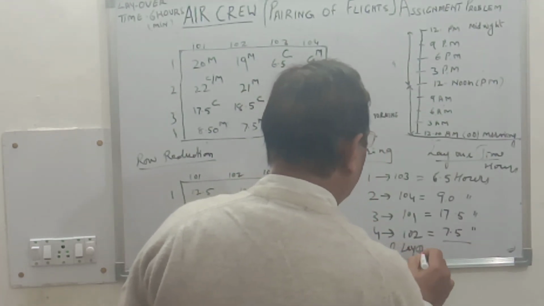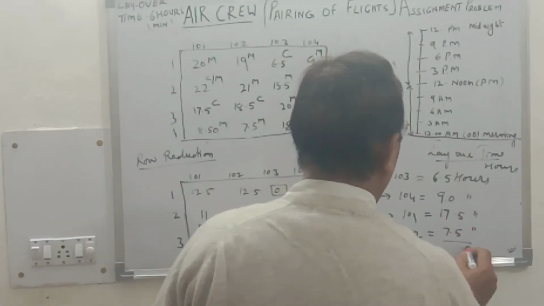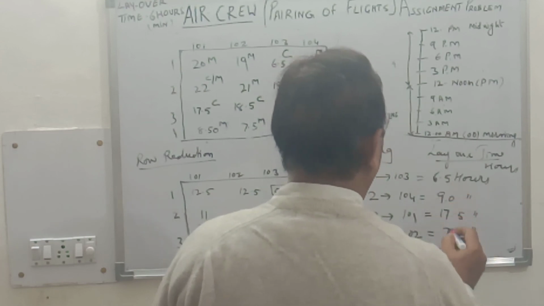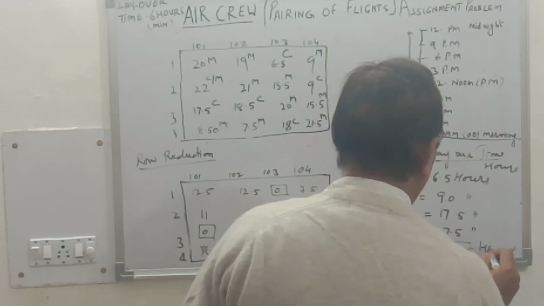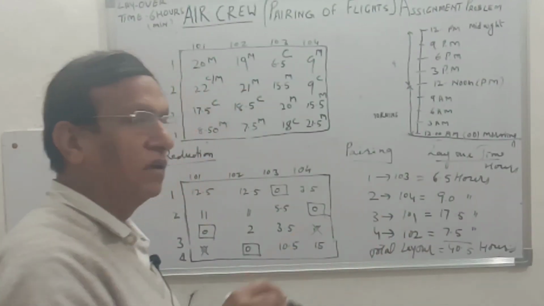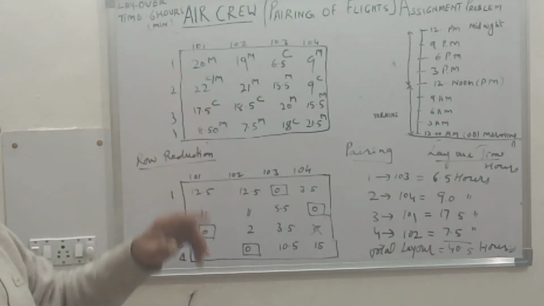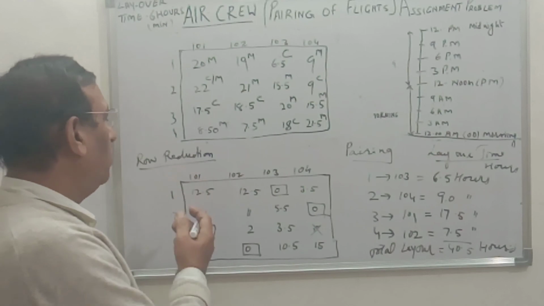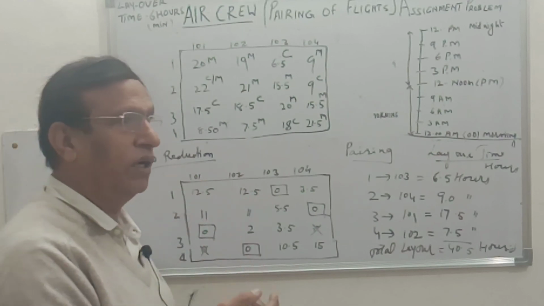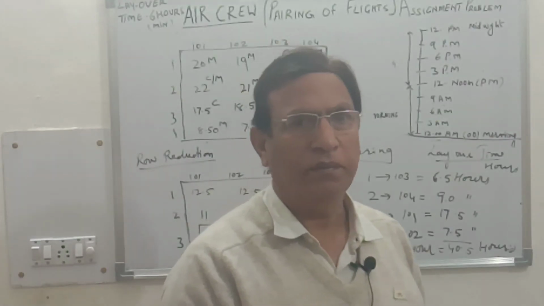So the total layover time is 40.5 hours. So this is an air crew problem. This is also known as pairing of flights. Find the pairing of flights by which the crewmen should go and come back with minimum layover time, so that their total layover time is minimum.